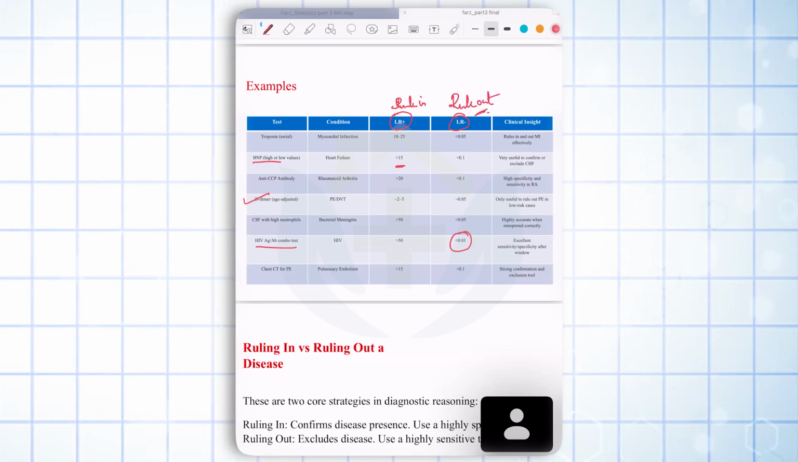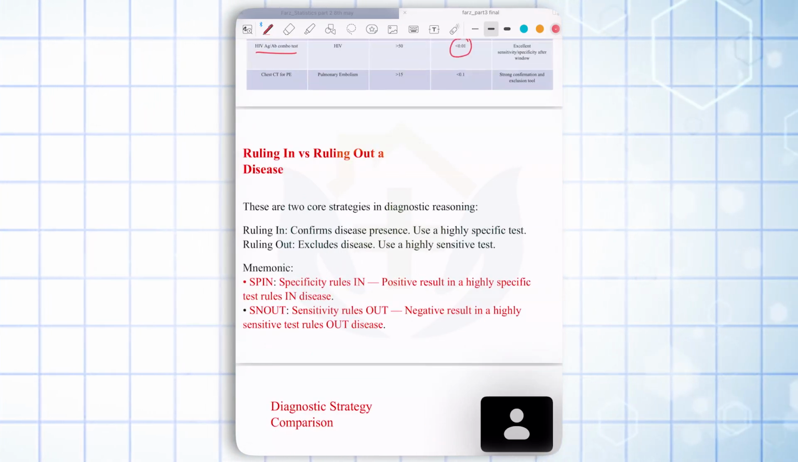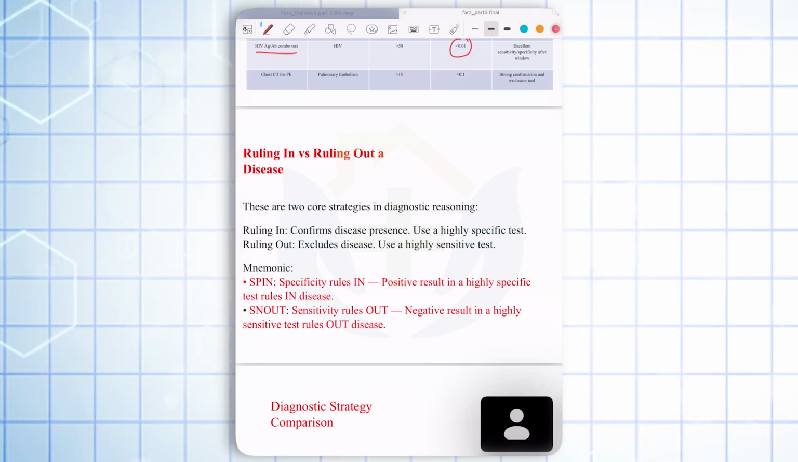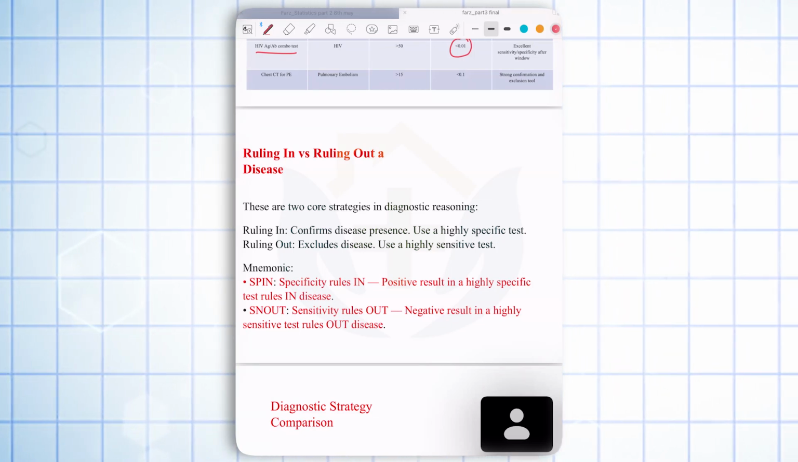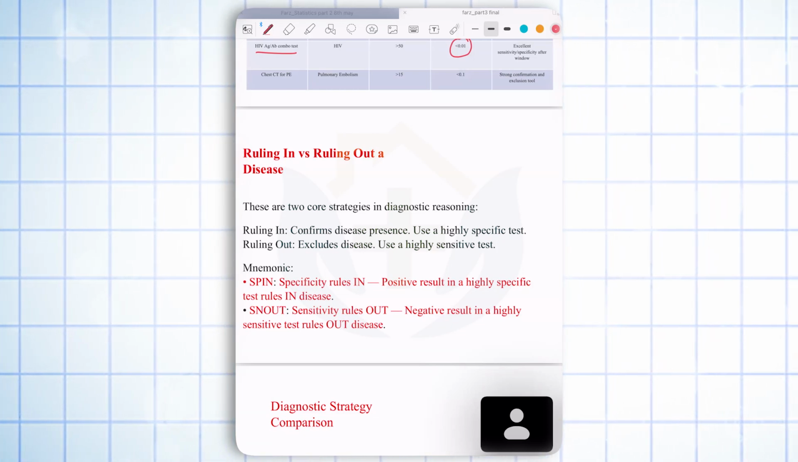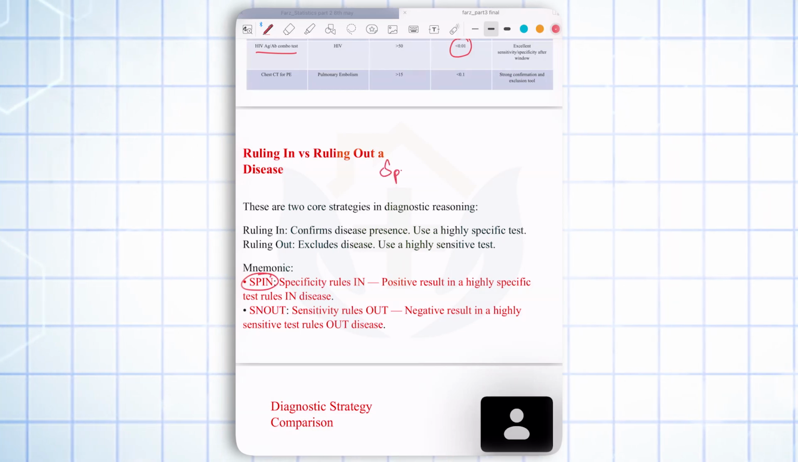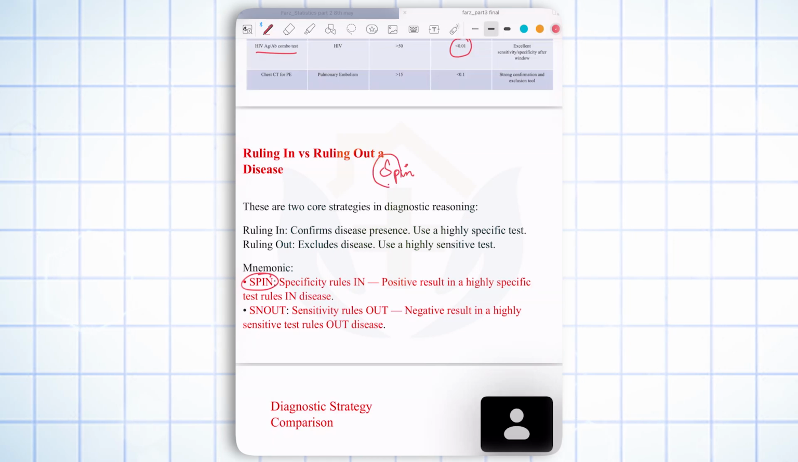Fine. These are the two examples. Just remember the concept. Once we do diagnostic tests to rule in and rule out disease, nothing is a gold standard. You cannot say with a diagnostic test that it is 100% the disease or it is not the disease. So you are going to rule in and rule out the disease. There is a mnemonic called SPIN. SPIN: SP is specificity.